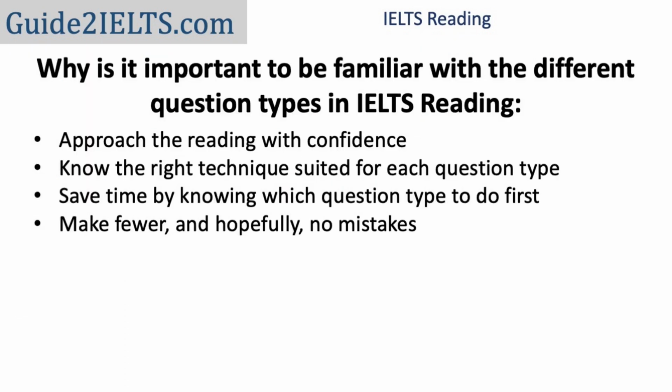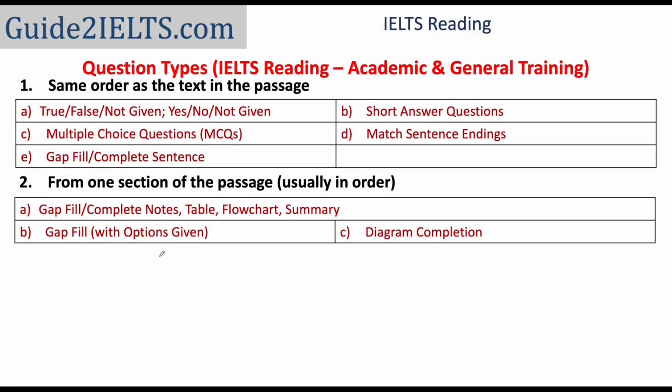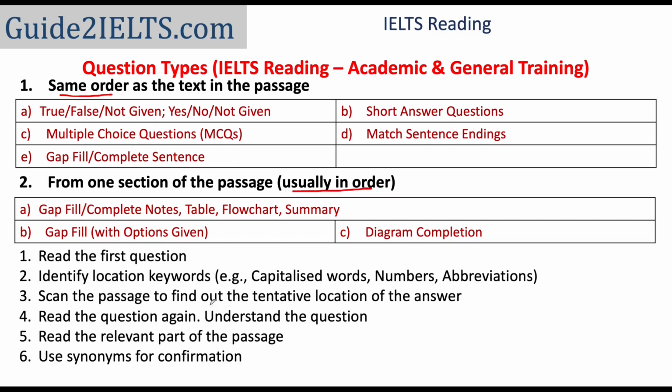Knowing the question types helps you decide which questions to do first and know the right technique for each question type. Basically, it helps you find answers quickly and correctly. Most of the question types have answers in the same order as the information in the text. In case of all of these question types, our target is always to look for location key information in the questions, scan the passage for the location of the answer, then read the question carefully, understand the question, and then focus on that part of the passage where we expect the answer to be.